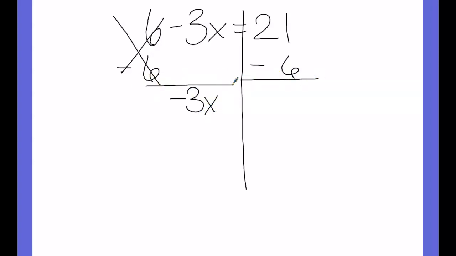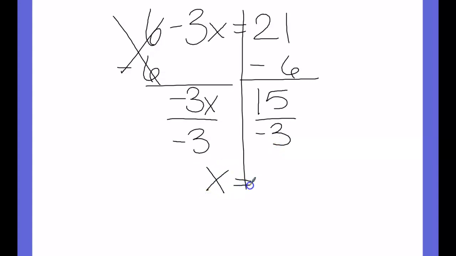So 15. 15, right? What do I do next? Then you have to divide. By what? Negative 3. And you get negative 5. Negative 5. Right? Because a positive divided by a negative is a negative, and 15 divided by 3 is 5.